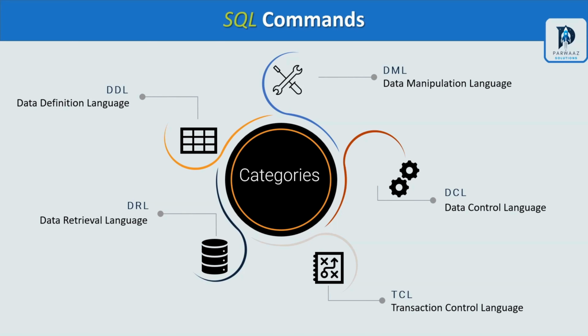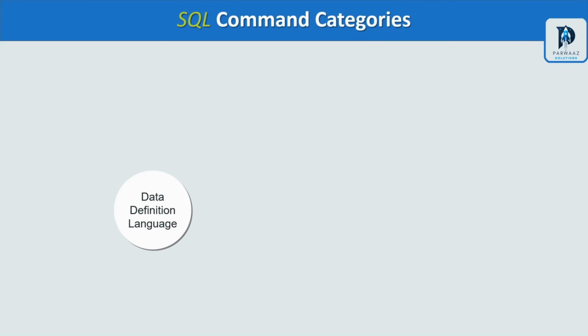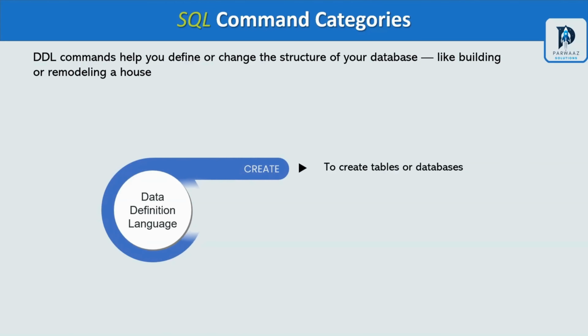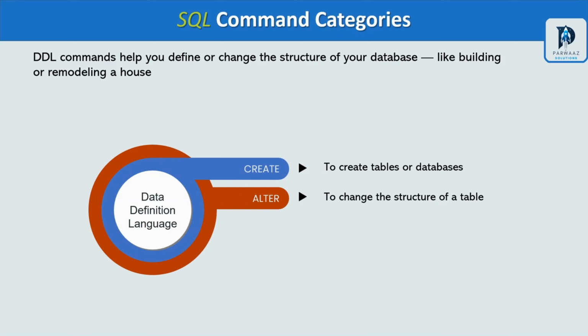Let's explore each one briefly. First of all, data definition language. Data definition commands help you define or change the structure of your database, like building or remodeling a house. In that we have commands like create a table or database. We have seen this. We have used the create statement to create a database in our previous video. Then we have alter. If you want to change the structure of a table, if you want to add a column or remove a column, we go for the alter command.